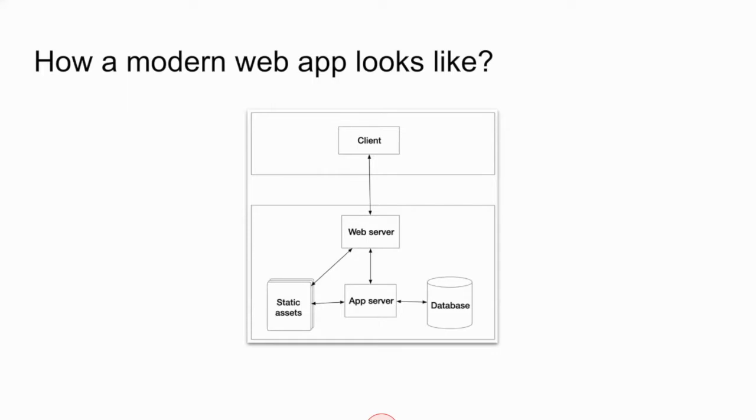If you see clearly, the lower half of the picture is called the backend of your application. That backend might constitute a web server, an app server, a database where you eventually store all your data, and there could be some static assets like CDNs and distribution networks. So if you put it very simply, this is how a web app looks.